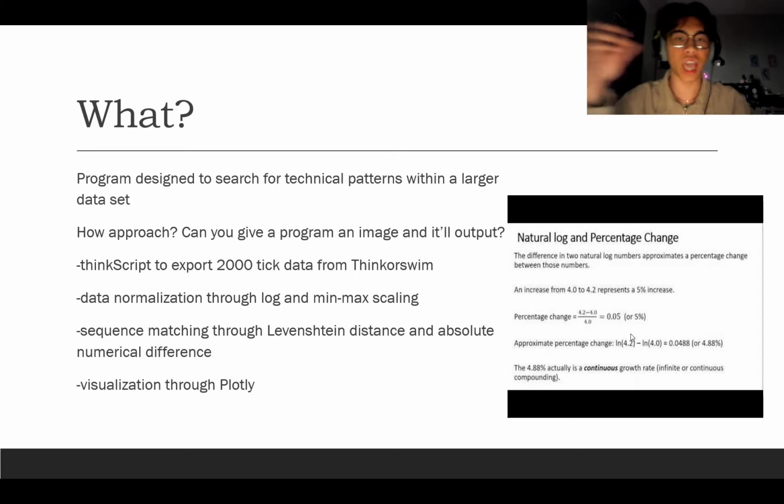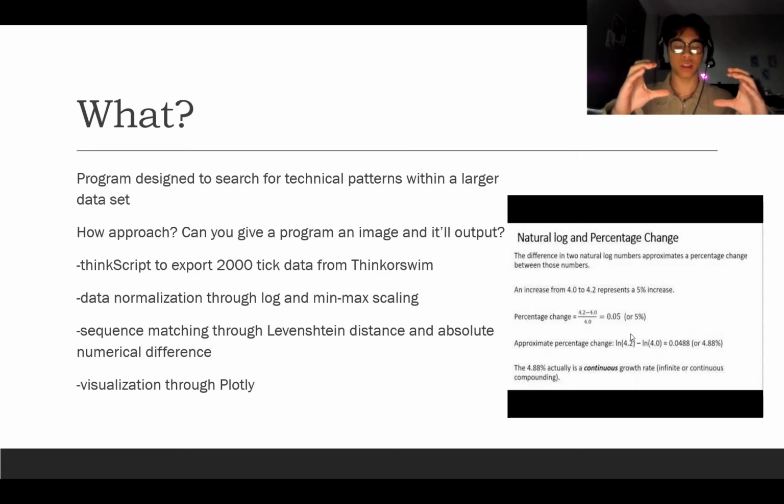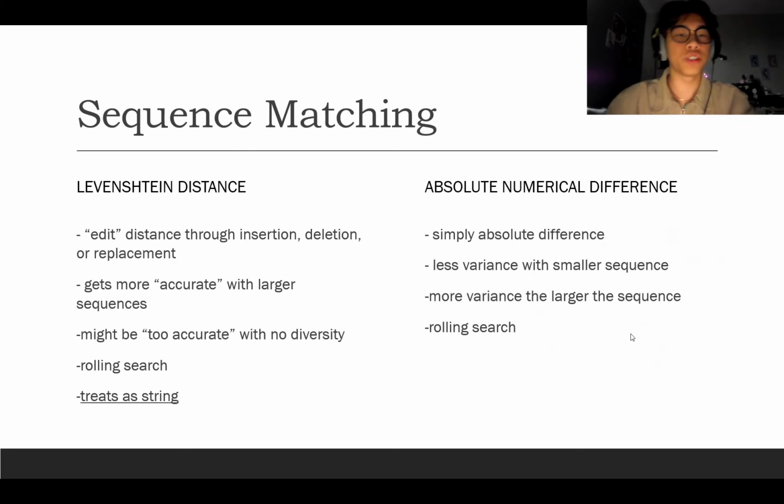And then once you've assigned your candle values, now you have to find the patterns, and that's what we use sequence matching for. So there are different algorithms that we can use to match the target with the larger data set. What I used was the Levenshtein distance and the absolute numerical difference, which I'll explain later. And then the final step, once we've found the target within the larger data set, we just need to visualize this sequence within a chart. We visualize it with Plotly. Let's go more into sequence matching.